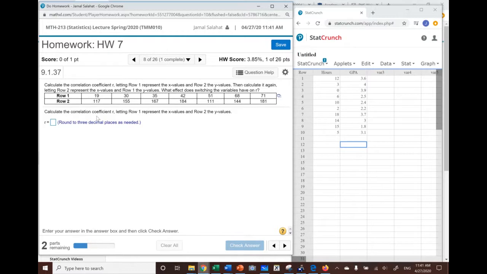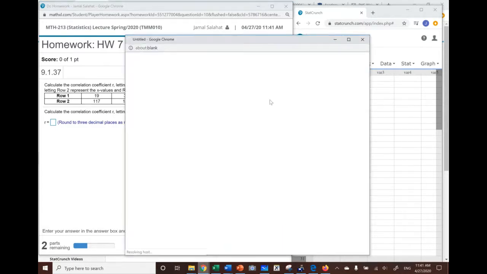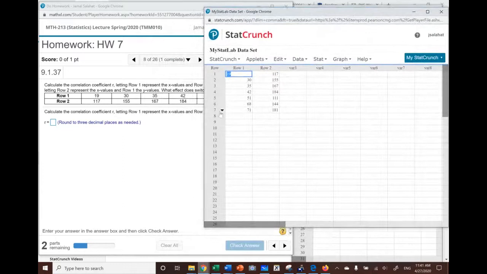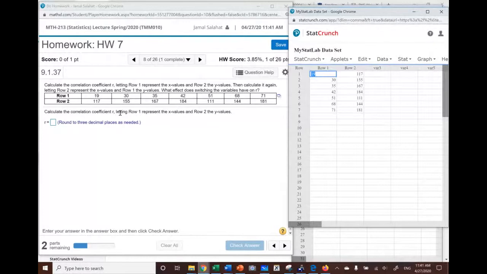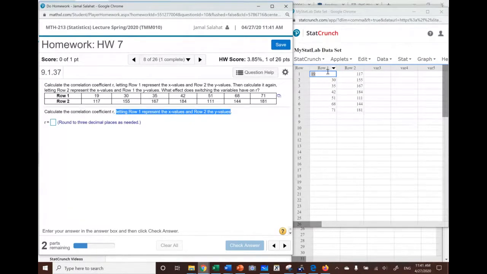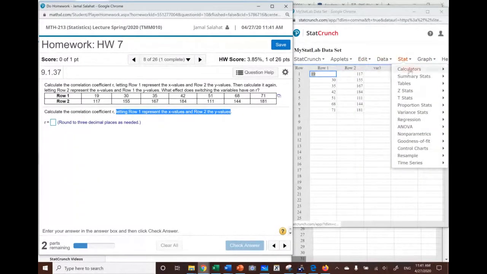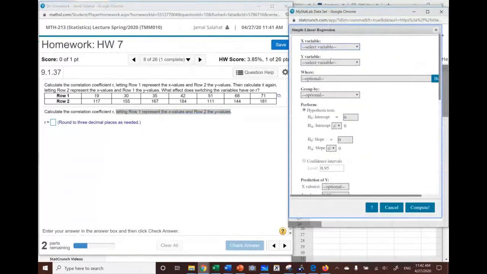Do we have a positive relationship? Do we have a weak relationship? Do we have no relationship whatsoever? So we can do that, and look at this carefully. I click on this and open it in StatCrunch, and it already copied the data into StatCrunch. Let's read this carefully. It says letting row 1 represent the X variable and row 2 represent the Y variable. So when you go to Stat, Regression, Linear, for the X variable choose row 1, and for the Y variable choose row 2, because they tell you to do that. Then they tell you to find the R.